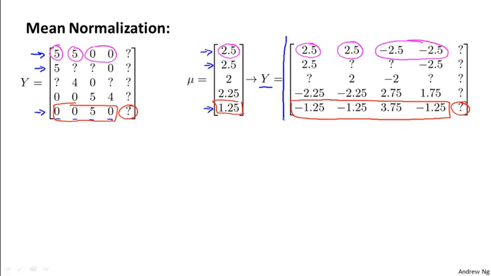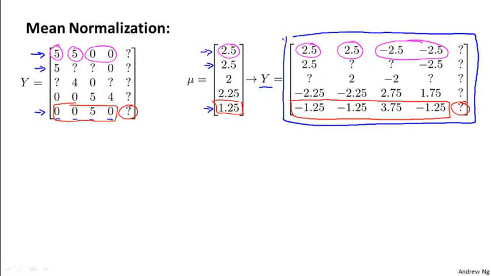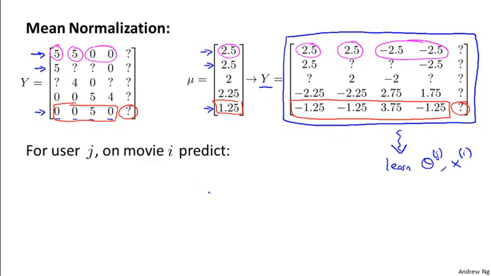So I'm going to pretend that this was the data that I had gotten from my users. I'm going to pretend that these were the actual ratings I had gotten from the users, and I'm going to use this as my data set with which to learn my parameters theta j and my features xi from these mean normalized movie ratings. When I want to make predictions of movie ratings, what I'm going to do is the following. For a user j on movie i, I'm going to predict theta j transpose xi, where x and theta are the parameters I've learned from this mean normalized data set.